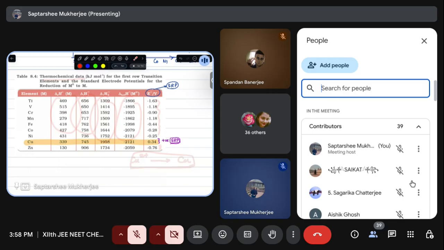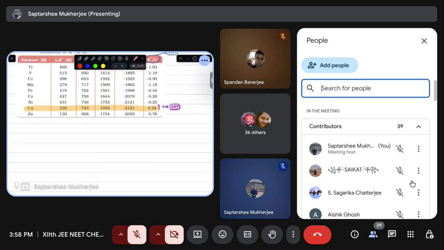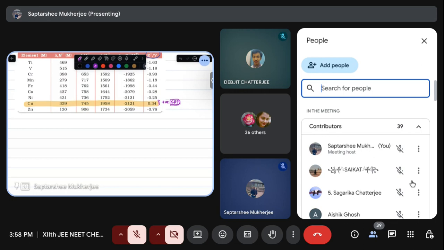Our question is very busy. Yes, sir, tell me, how to explain the high positive SRP value of copper plus 2 to copper? Yes, sir, without data. Without data.